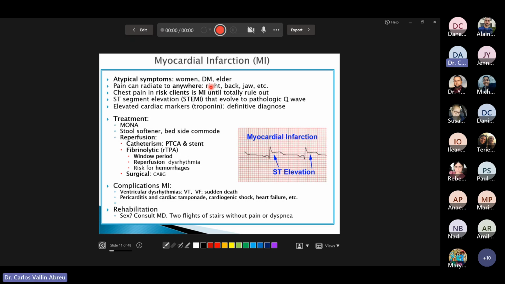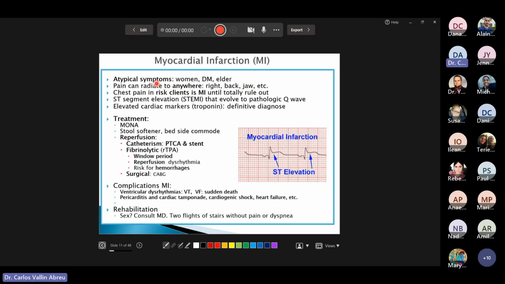The patient can think it's a tooth that is producing the pain. It can radiate to the ears, to the right or to the left arm, to the back, or to the abdomen, making you think it is an abdominal problem, like an ulcer or cholelithiasis, gallstones, etc. So it's a very different variable, the way that chest pain can radiate.